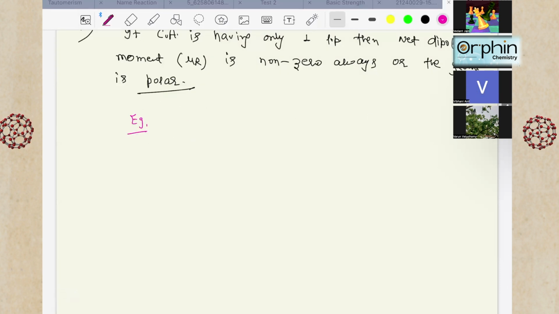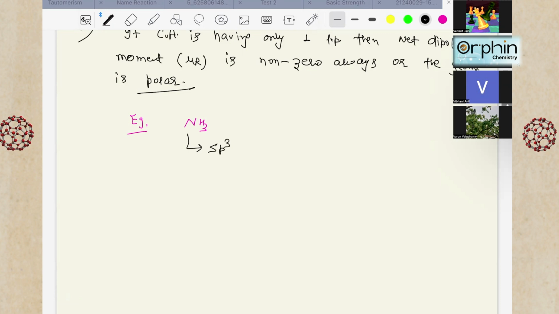Many examples we can take. I am taking one only, NH3. First we have to know if it is having a lone pair or not. We have done this. First we will be finding the hybridization. What is the hybridization here? 5 is the valence electron of the nitrogen. 5 plus 3, 8. 8 divided by 2, 4. 4 means sp3. And there are 3 side atoms.